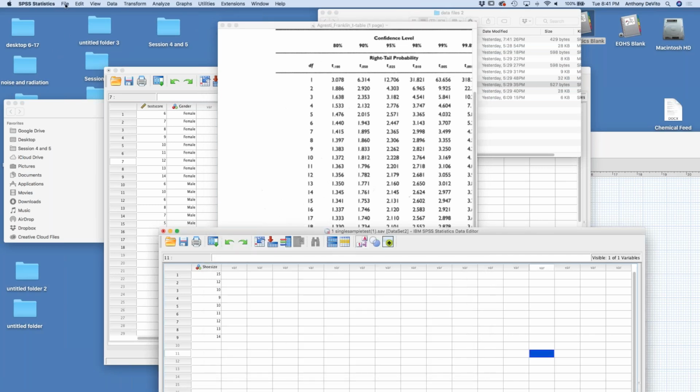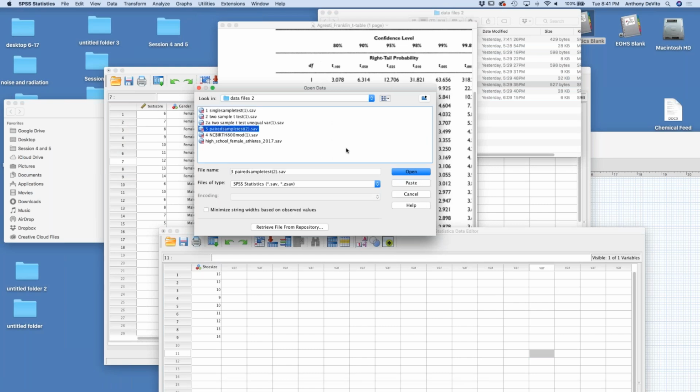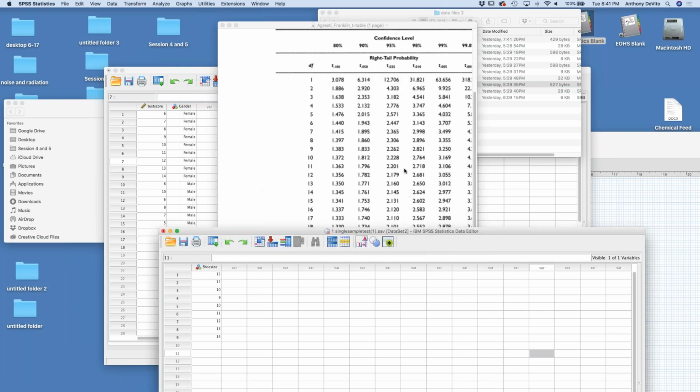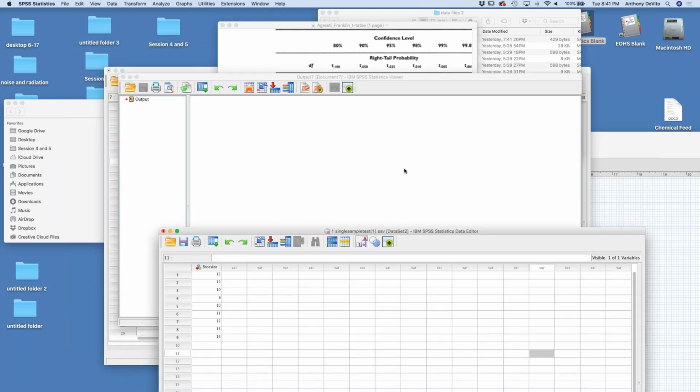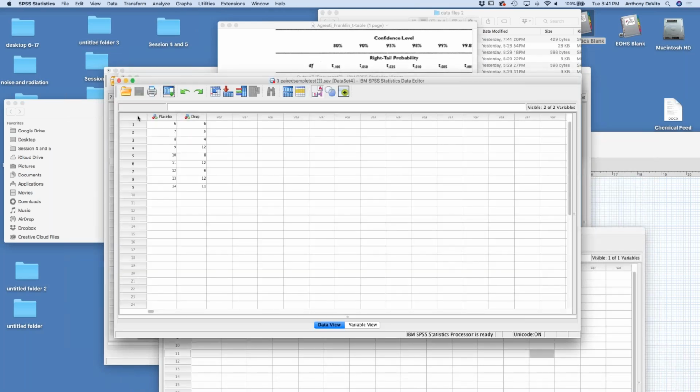I'm going to say open data, and I'm going to say paired samples, and open that. In this case, paired samples are very frequently when you measure the same subject twice. Let's say we take a sample of 9 people, and we want to test whether a drug works or does not work, say a blood pressure medication.